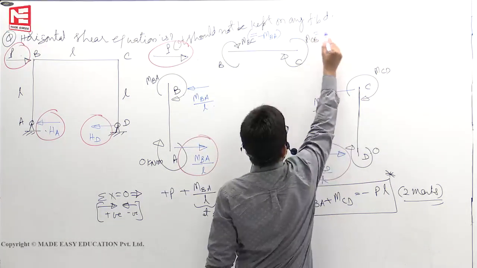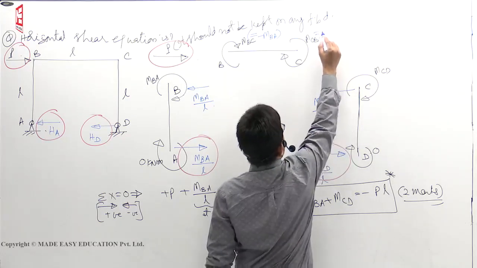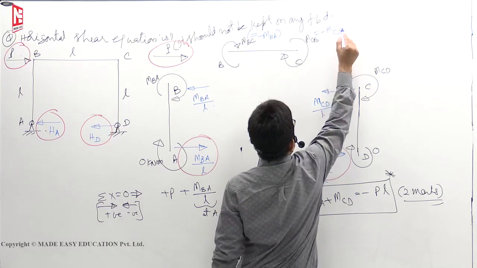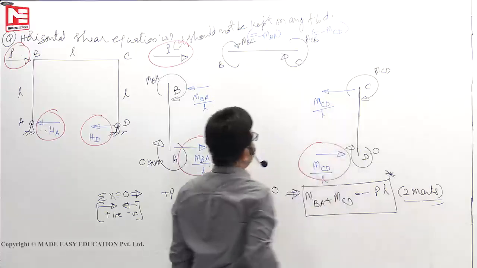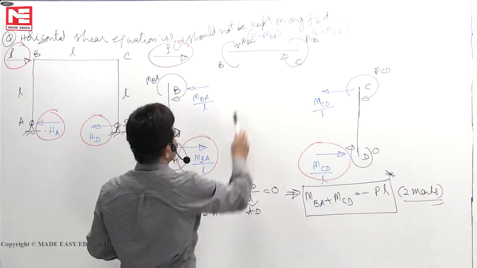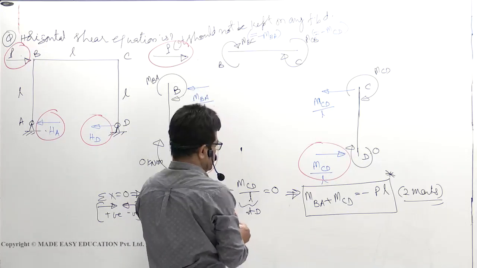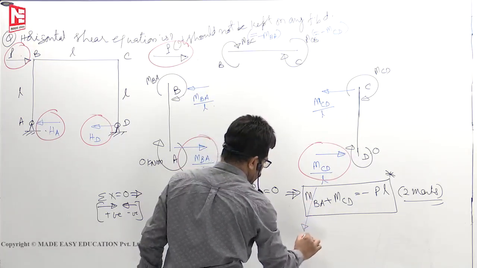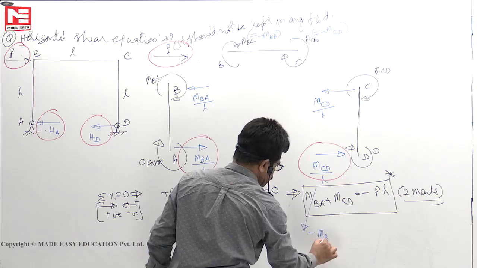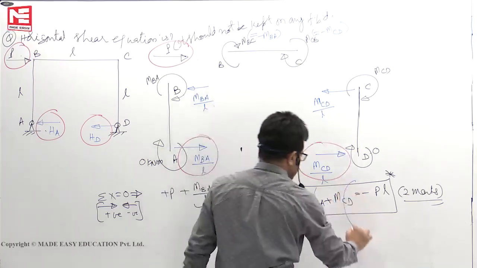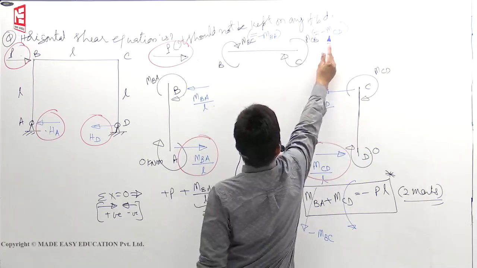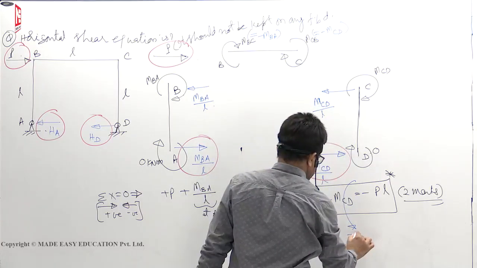Here MCB I can write minus MCD. They have to be equal. So, MBA I can write as minus MBC. So, this value I can write as minus MBC, same equal. MCD means I can write, if I put minus here, minus MCB.